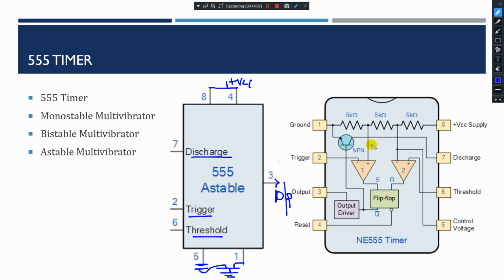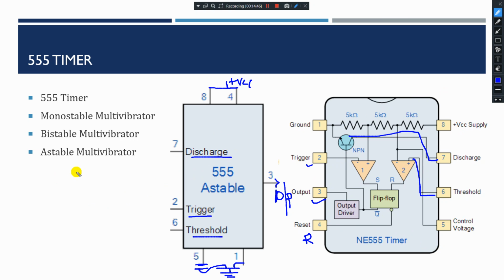Now the internal structure. If you observe here, pin number 1 is connected to a transistor emitter, and pin number 7 is connected to the collector. There are 2 op amps with a flip-flop, and its output is driven to pin number 3. The trigger pin is connected to one of the op amps, and the output of the other op amp is the reset of the flip-flop. This is the internal structure of your 555 timer.